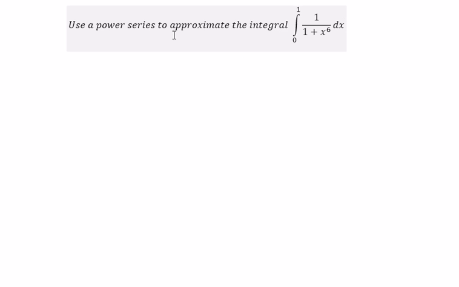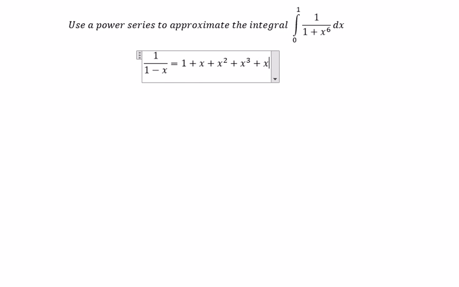The question asks to approximate the integral from 0 to 1 of 1 over 1 plus x to the power of 6 dx. So they want us to use a power series here. We have the formula for 1 over 1 minus s equals 1 plus s plus s squared plus s cubed plus s to the power of 4 and so on.